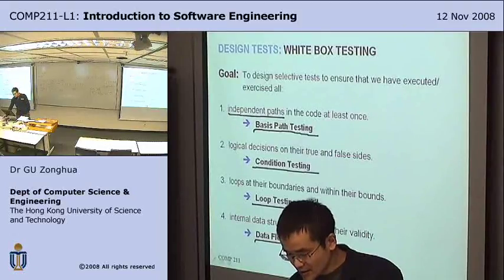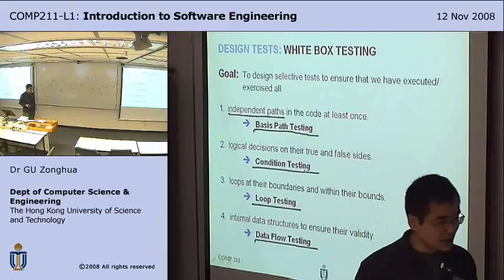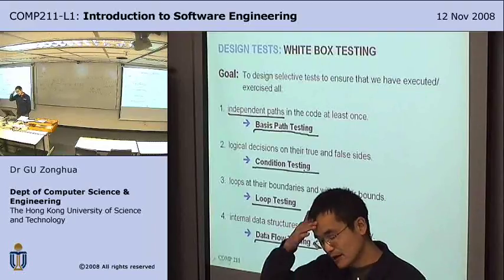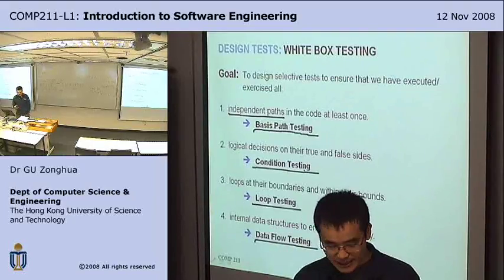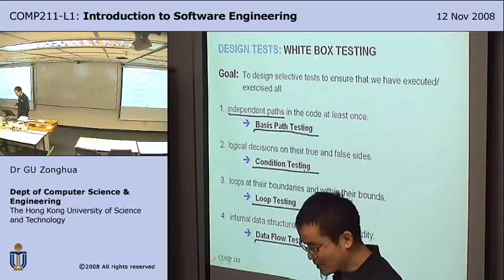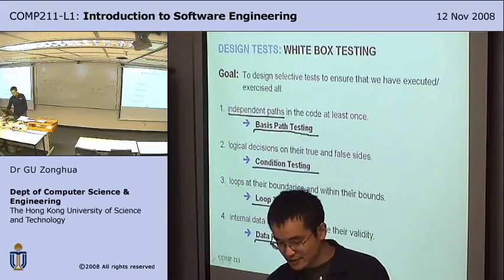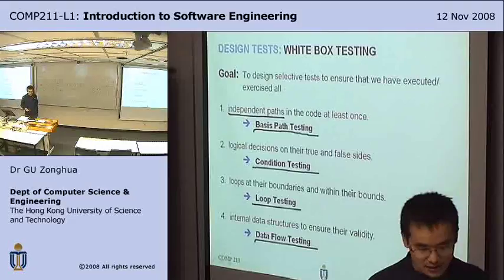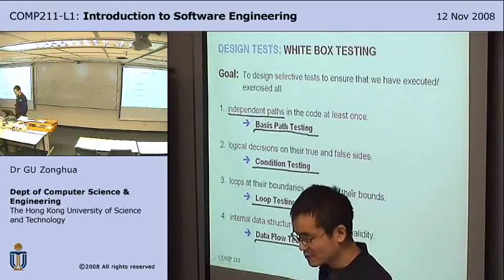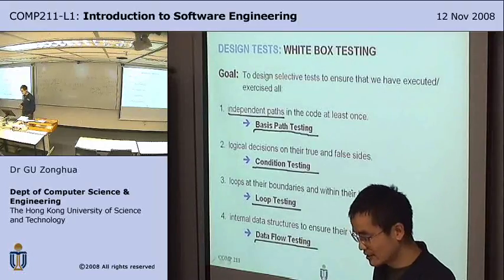Different types of white box tests may be used in combination for a single piece of program, because each type may have a better chance of finding some types of bugs. So data flow testing is good for finding bugs related to data structures, while perhaps condition testing is better for finding bugs caused by conditional control flow, if then else, or while loops.